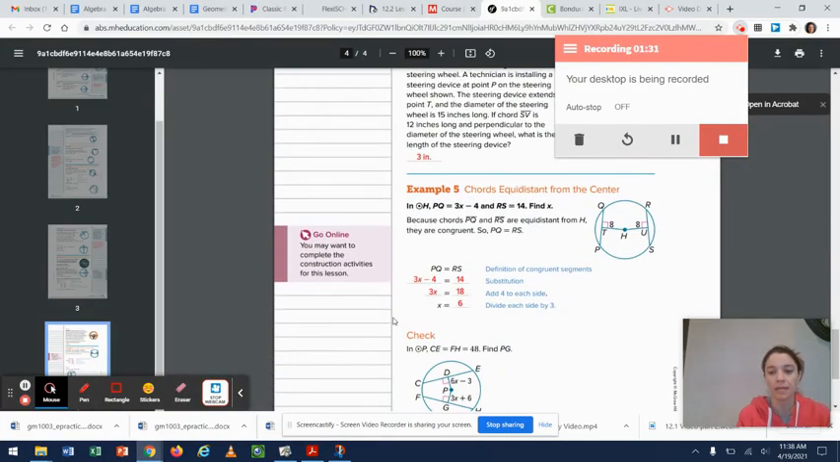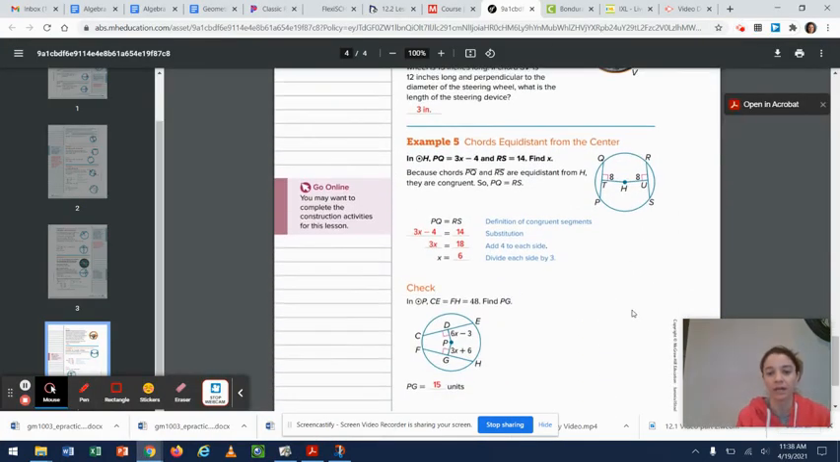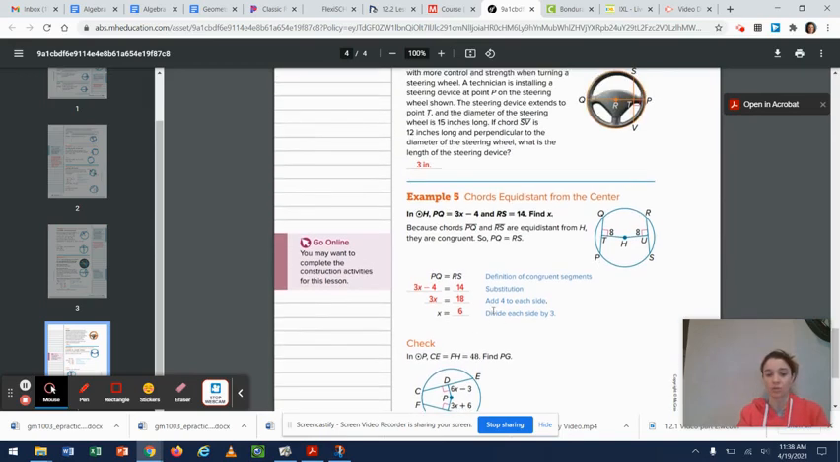Okay, and then in the last example, example 5, they're giving you PQ and they're also giving you RS, and they're asking you to find x. Well, remember the last theorem was that if this distance from the center is equal, then we know these chords are equal. So you're just going to set them equal to each other and solve. So 3x minus 4 equals 14. You would add 4 over and get 18, and then divide by 3 and get 6. Pause the video and try the check question.